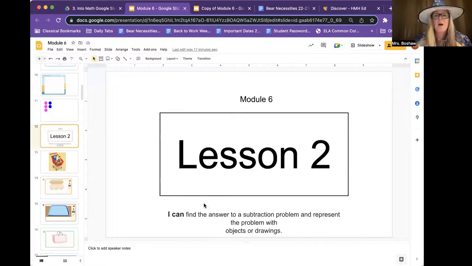Okay, let's go to our book. Module 6, Lesson 2. Here's our I can statement. I can find the answer to a subtraction problem and represent the problem with objects or drawings. Remember, we talked about the answer yesterday. That's the number, the answer to our problem, the number that we're left with.